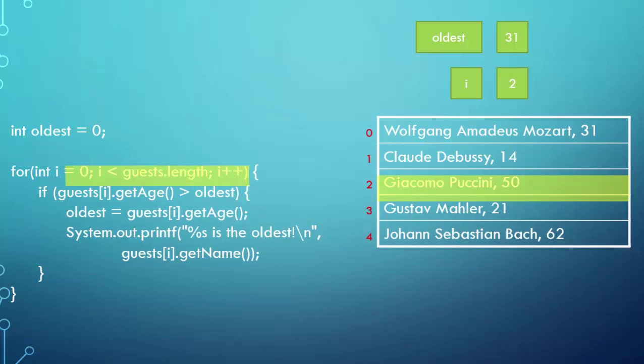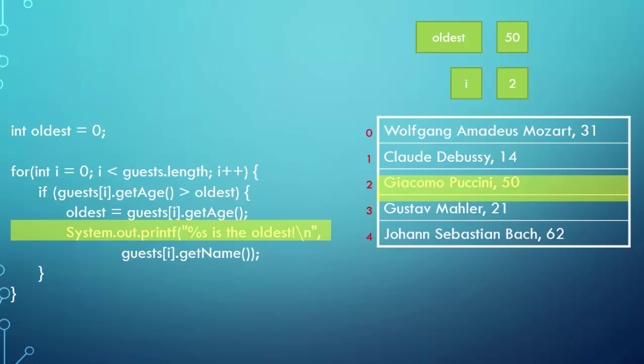Puccini is 50. 50 is greater than 31, so we set our oldest equal to 50, and we're printing out Puccini as the oldest. And now maybe you're noticing the problem. We've already printed out that Mozart was the oldest. Now we're printing out Puccini as the oldest, but we can look at our array, and those two aren't actually the oldest. They're just the oldest we've seen so far.